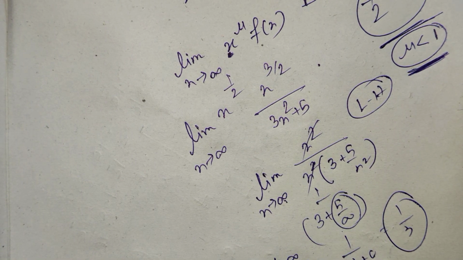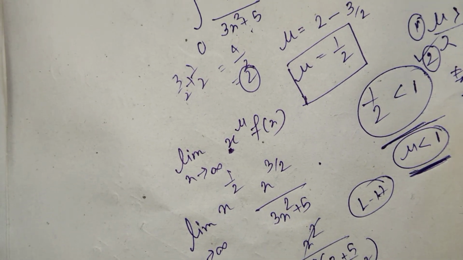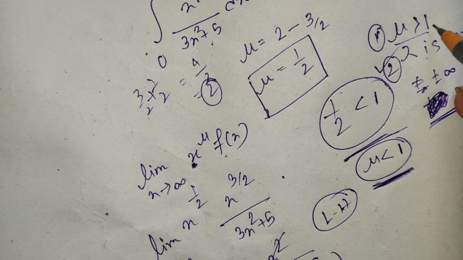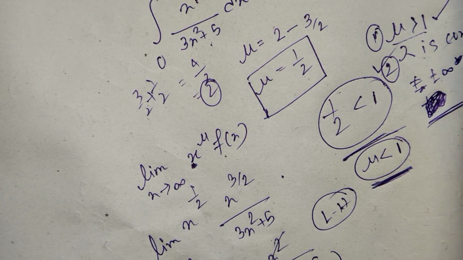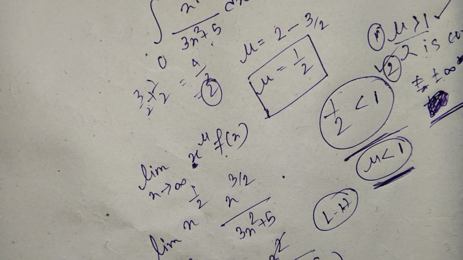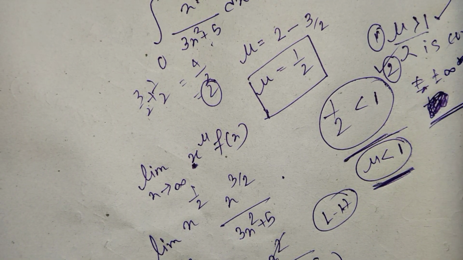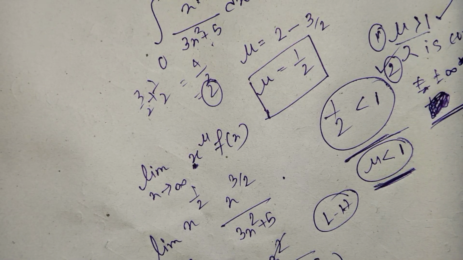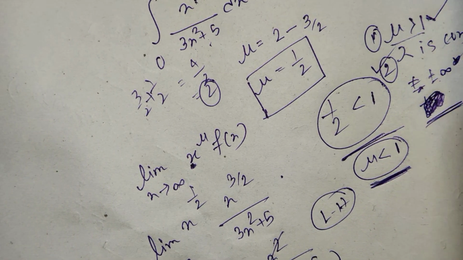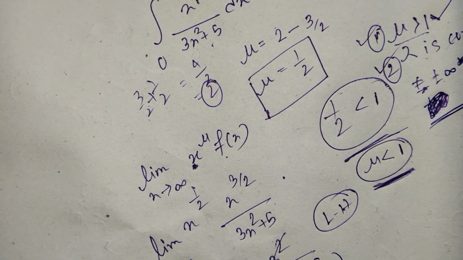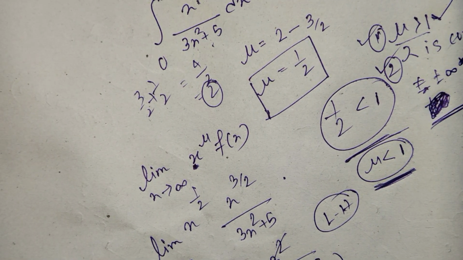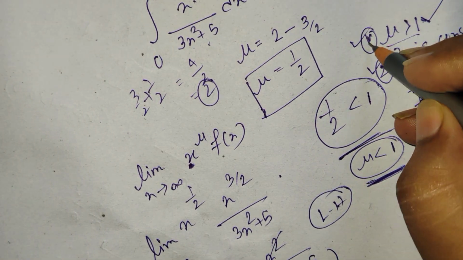So you have to check two conditions. If the first condition is verified, but the second condition is not, then it will not converge. If one of the conditions is not satisfied, then it will not converge. Simply, you have to remember these two conditions.